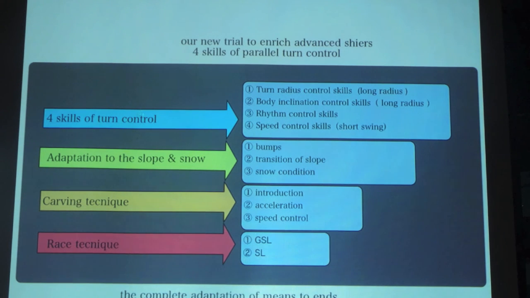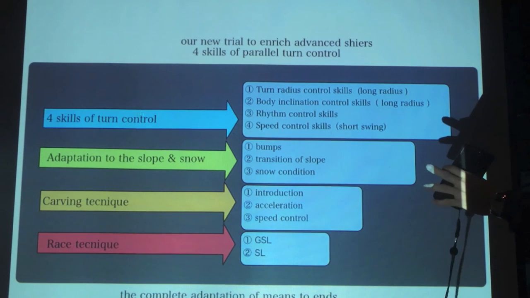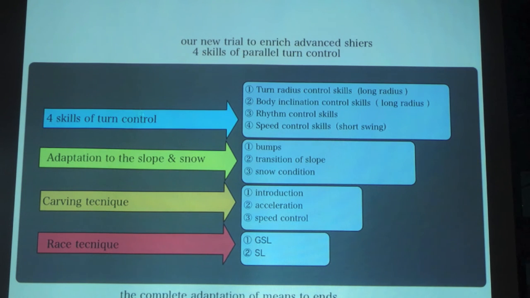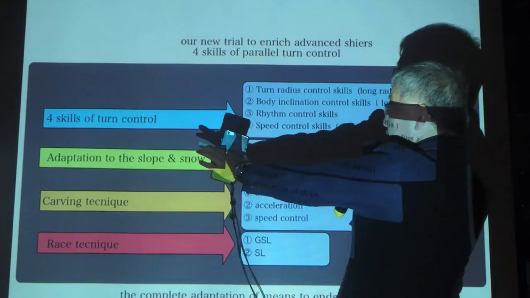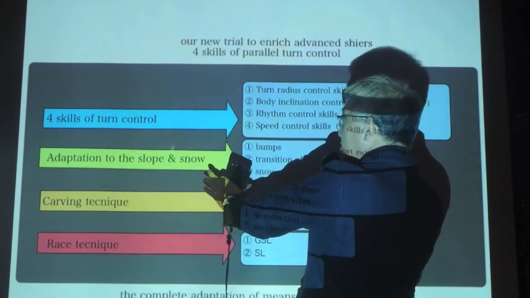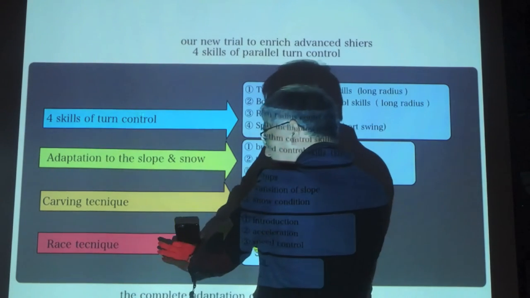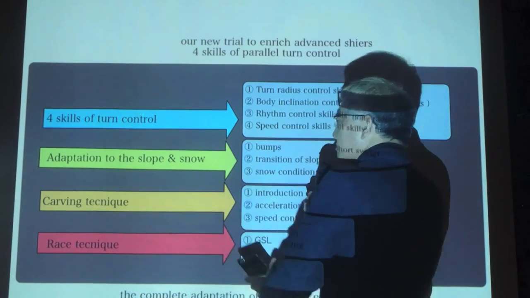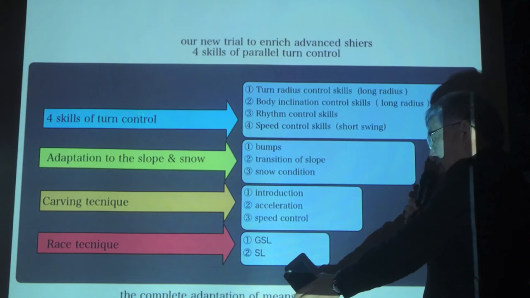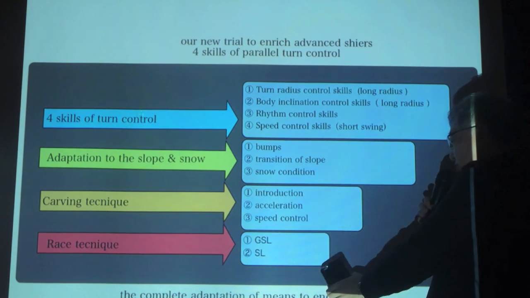Today I don't speak about it, but our advanced ski program is made from four skills: parallel turn, time control, adaptation to the slope and snow, carving technique, and lastly the lacing technique. And this is advanced. We say that it is the complete adaptation of means to ends.